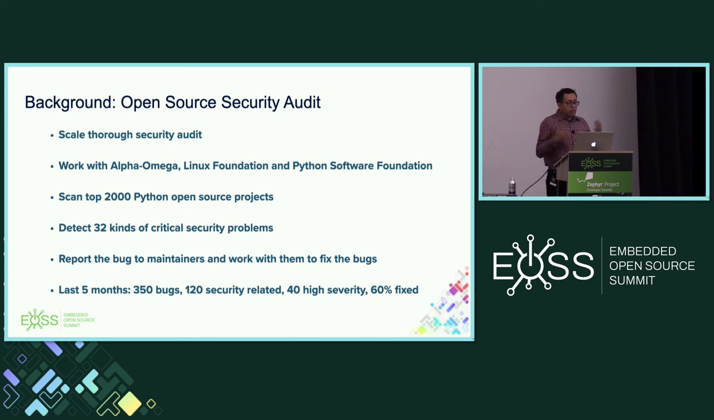Specifically, there are bugs everywhere, but some bugs are more critical than others. So we are focusing on just 32 different kinds of critical security problems.